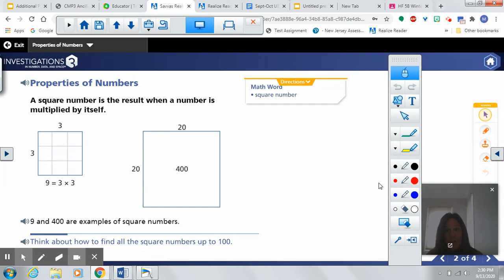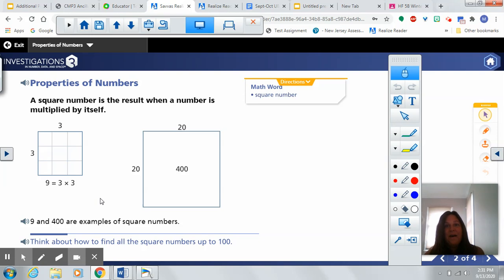Okay, so now we're going to talk about square numbers. We talked about prime numbers and composite numbers, and here is a new word called square number. That's actually on your vocabulary sheet. A square number is the result when a number is multiplied by itself. 2 times 2 is 4, so 4 is a square number. 3 times 3 is 9, so 9 is a square number.